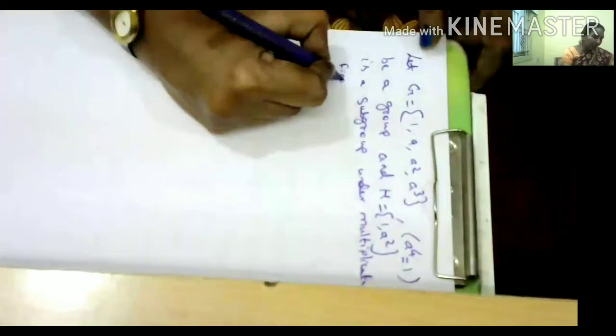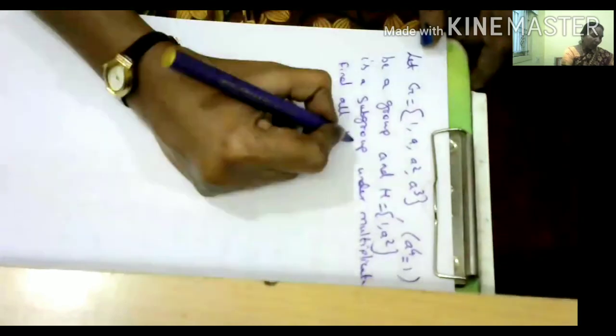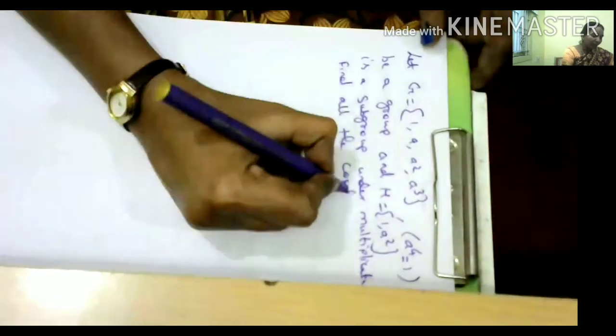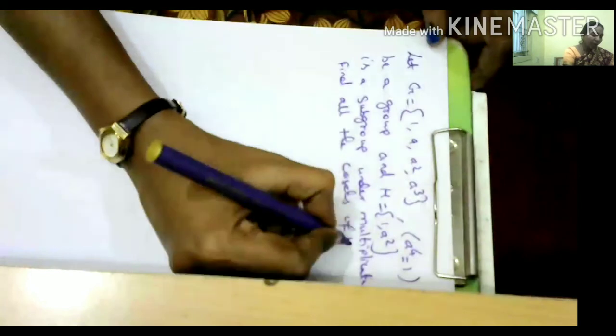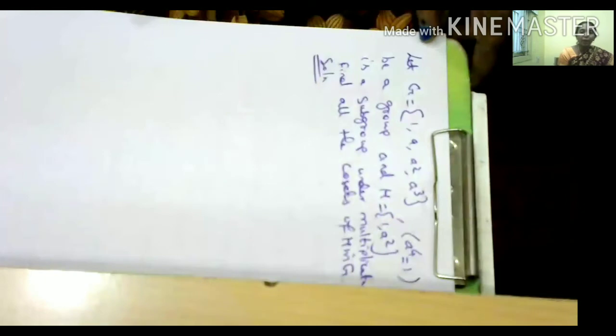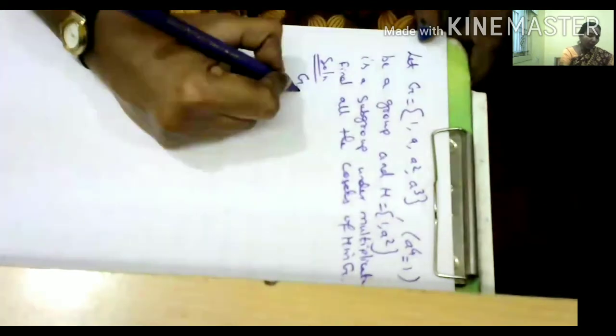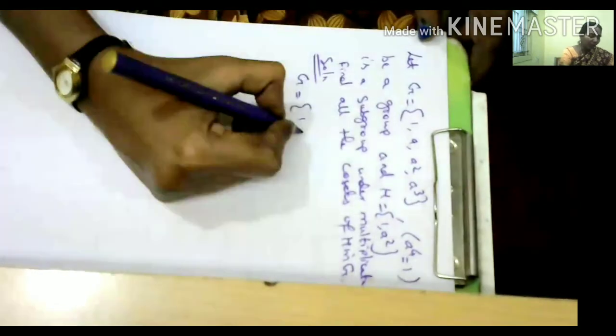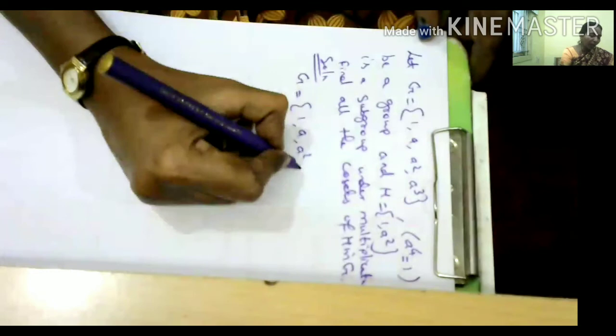The question is to find all the cosets of H in G. So you have to find both right cosets and left cosets. Okay, so just write it out. What is the given group? The given group is G is equal to {1, a^2, a^3}.